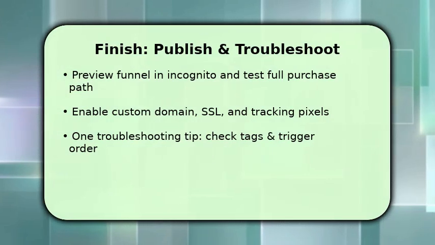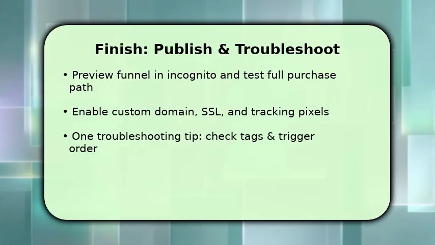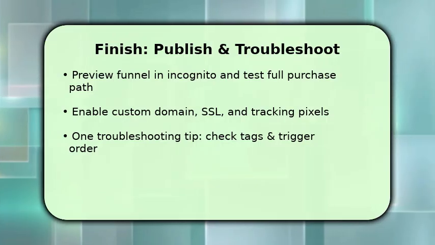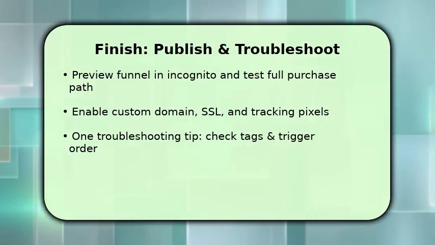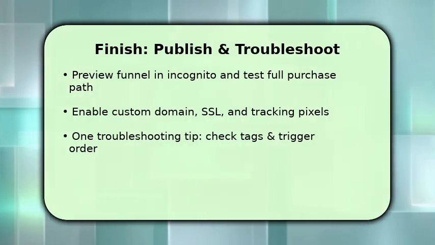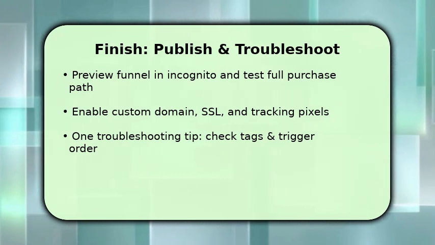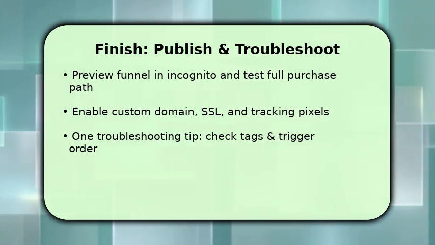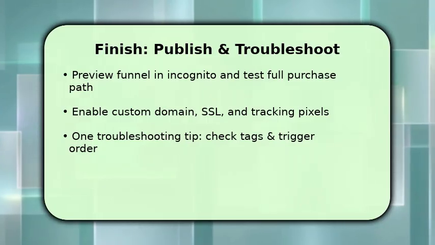You're almost done. Publish and test the entire funnel from opt-in through purchase to confirm emails, redirects, and receipts work. Make sure your custom domain and SSL are active, and add tracking pixels for analytics. Once done, run a live test payment and inspect tag assignments to ensure automations fire in the right sequence.